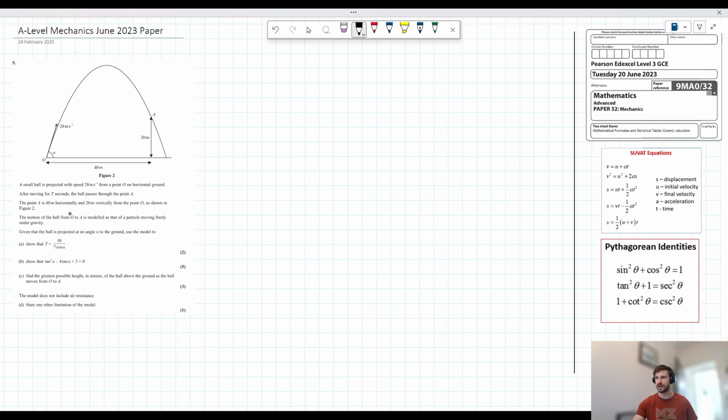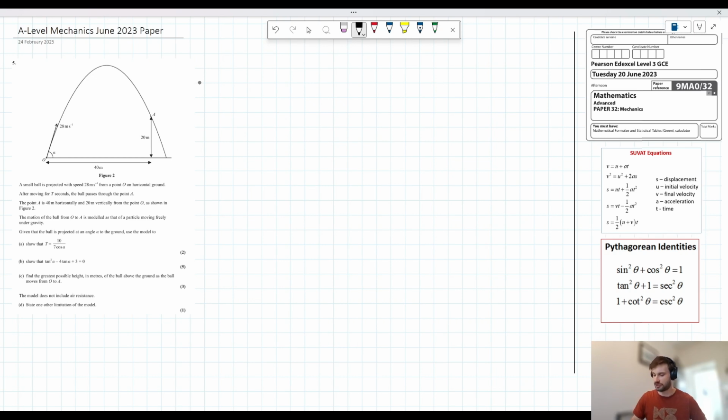The problem is about the projection of a ball. It says a small ball is projected with a speed of 28 meters per second from a point O on horizontal ground. After moving for capital T seconds, the ball passes through point A, and we're given these two dimensions here of 40 meters and 20 meters between point O and point A. The motion of the ball is modeled under gravity.